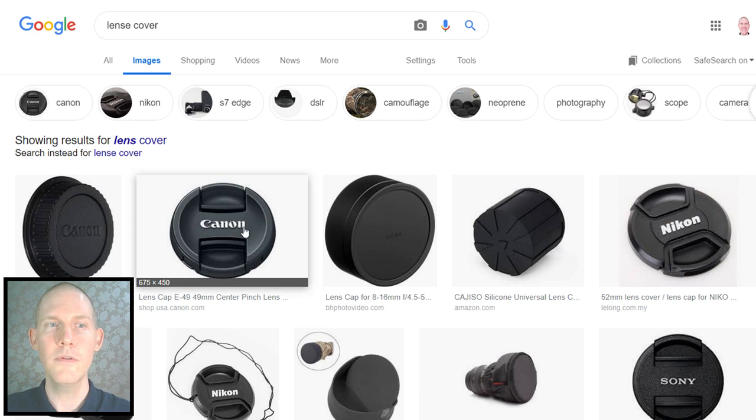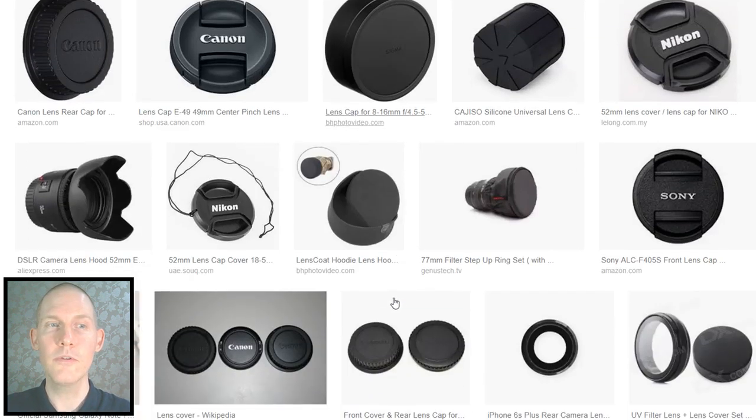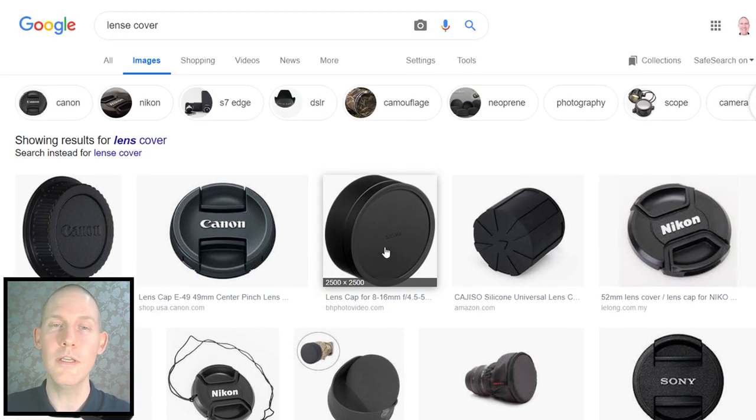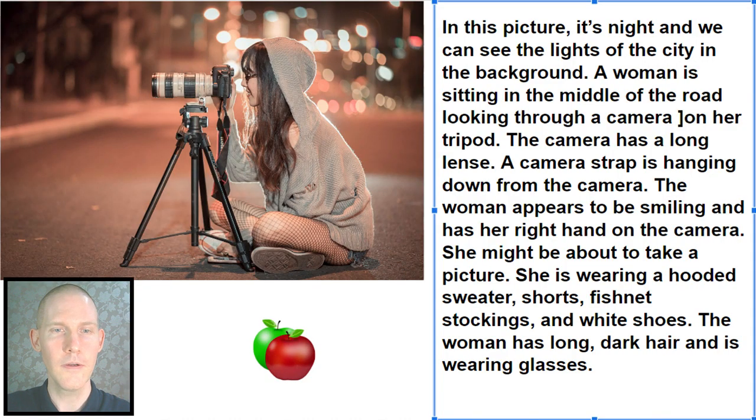All right, so this is the cap that goes on at the end of a lens, right? It can protect it, keep dirt out, keep dust out, stuff like that. All right, so let's go back. Let's see if there are any other words that we should look at. All right, tripod. I suppose we could look up tripod.